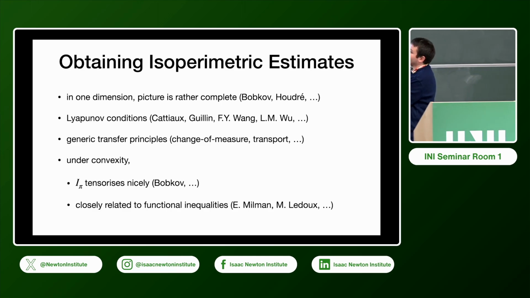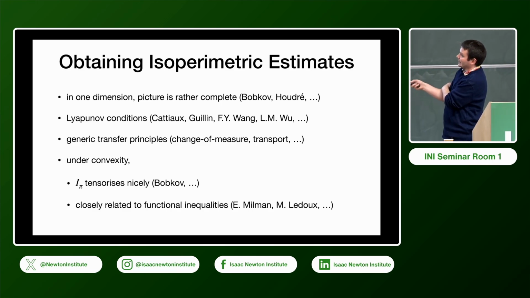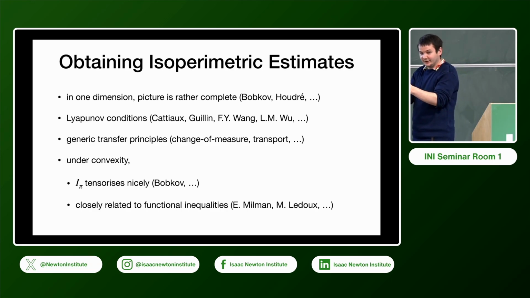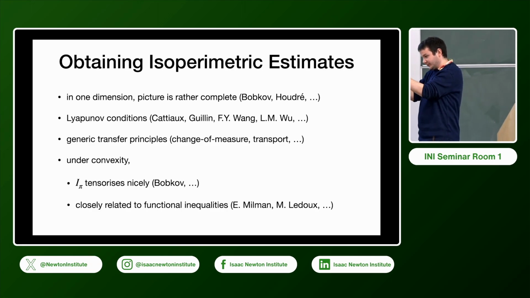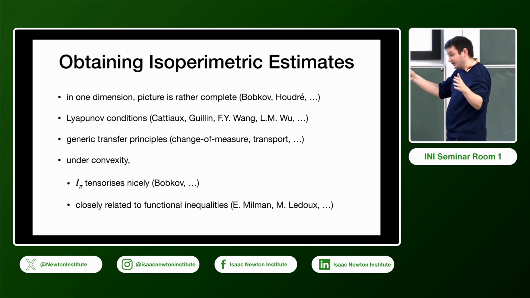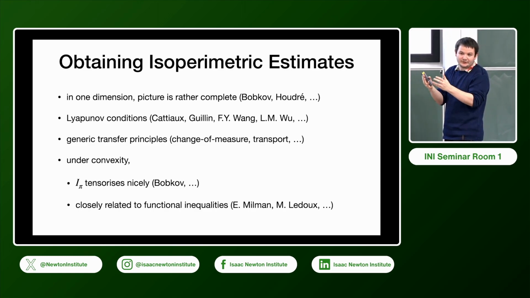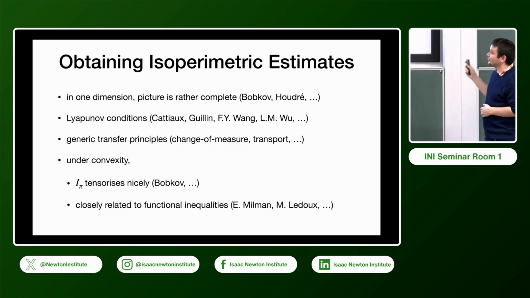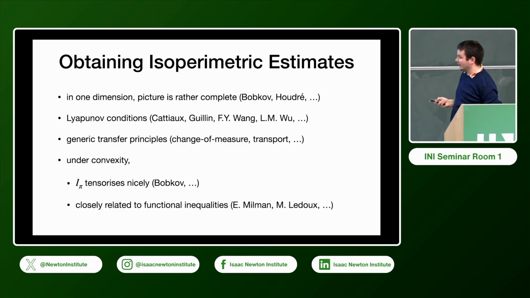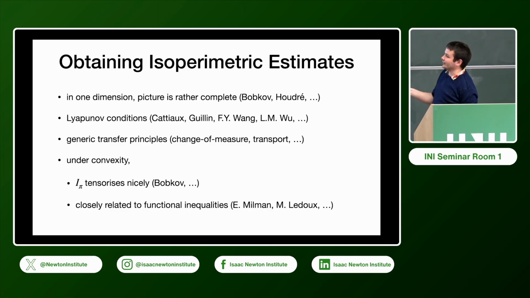And now if I restrict to the case of convex potentials U, I have that the profile tensorizes nicely. What that means essentially is that if I take a product of log concave things and I know the isoperimetric profile for each of them, then the isoperimetric profile of the product is just the worst of these, basically, up to a constant. So you don't get any extra issues in that sense. Moreover, if you have a convex U, then there's a very close relationship between the isoperimetric profile and different functional inequalities.